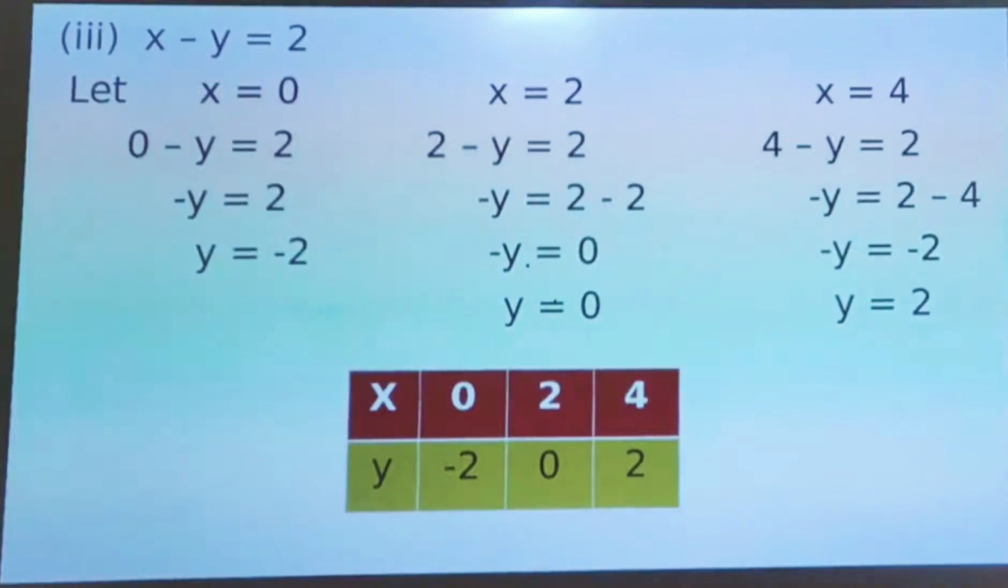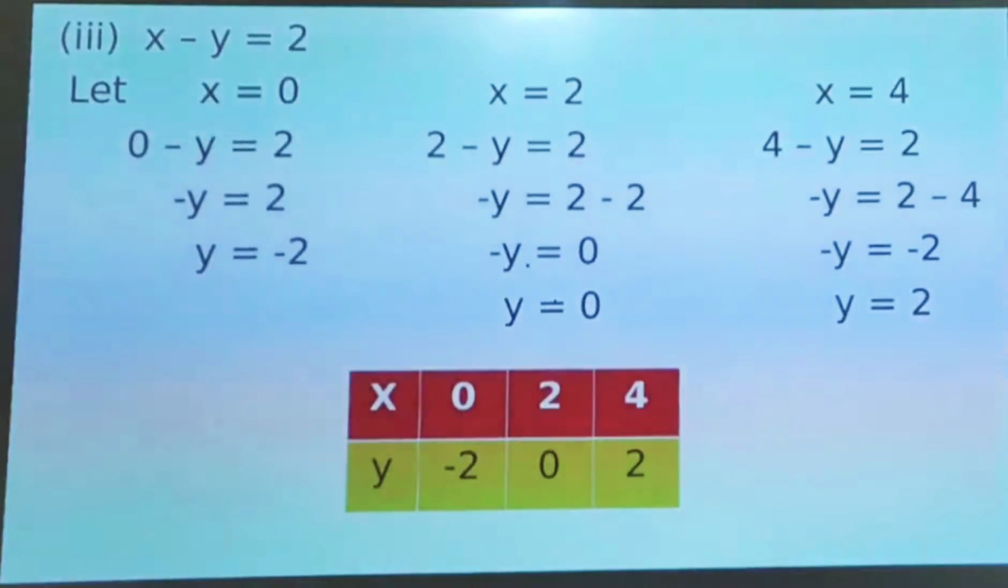Again, let's take the value of x as 4. Putting it in the equation, we get 4 minus y equal to 2. That is minus y equal to 2 minus 4. The 4 we have transposed to the right hand side, so plus will become minus. For the solution, we get minus y equal to minus 2. You can see that minus 4 is bigger than 2, so we subtract and we put the sign of the bigger integer. Both sides are negative, left hand side also negative, right hand side also negative, so it will become positive. So we get y equal to 2.